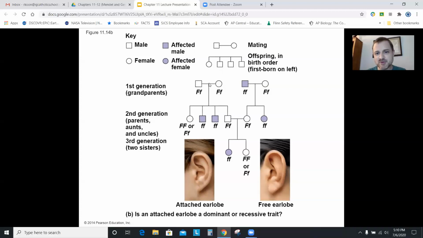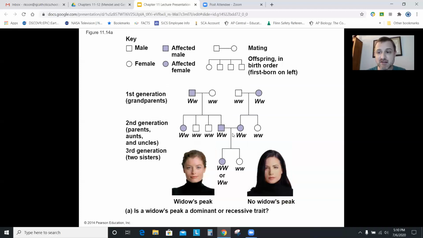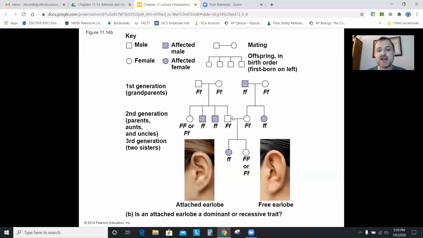Looking at this coupling, I don't find very useful. Looking at this coupling or this coupling, I find useful. Let me say that again. Here I have two parents that have the trait, and they have a kid that doesn't have the trait. It's got to be dominant. Here I have two parents who don't have the trait, and they have a kid that does have the trait. It has to be recessive. Think through that logically, and that little trick usually always works, and it makes sense once you reason it out.